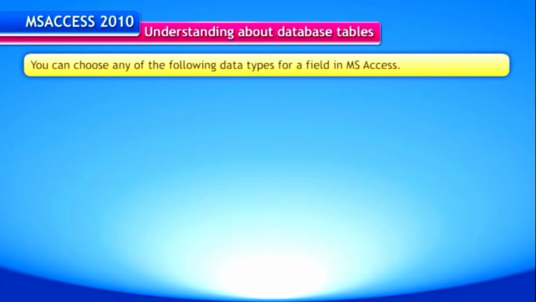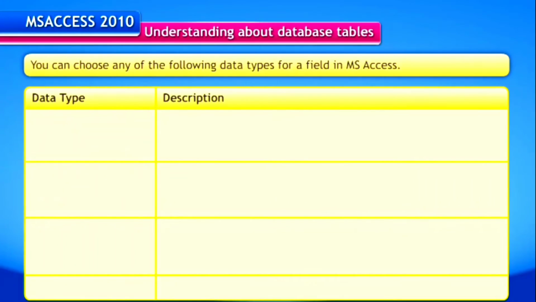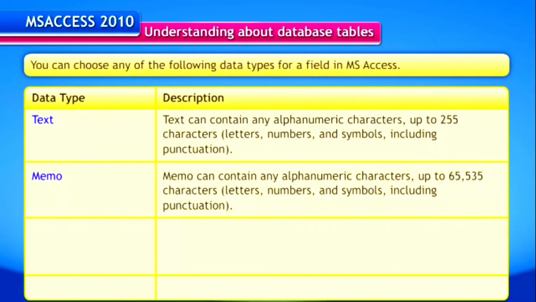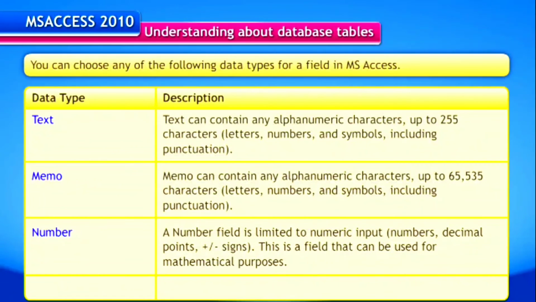You can choose any of the following data types for a field in MS Access. Data type description. Text. Text can contain any alphanumeric characters up to 255 characters, letters, numbers and symbols including punctuation. Memo. Memo can contain any alphanumeric characters up to 65,535 characters, letters, numbers and symbols, plus or minus signs.